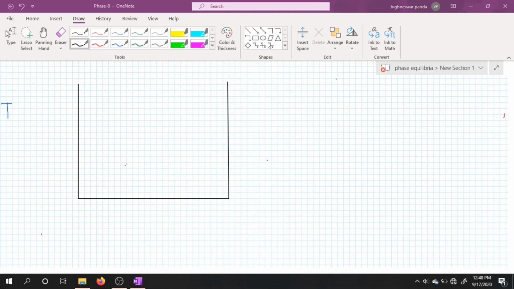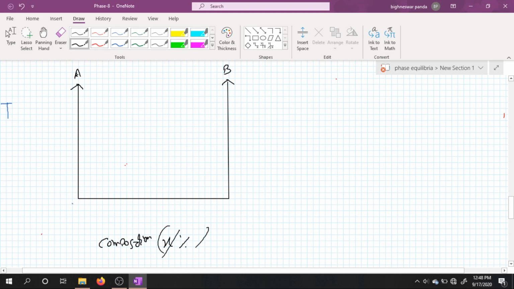So again we are revising. This line represents A, this line represents B, and here we are taking composition in terms of mole fraction or percentage. Here pure A is present, that is 100%. Here pure B is present, that is 100%.